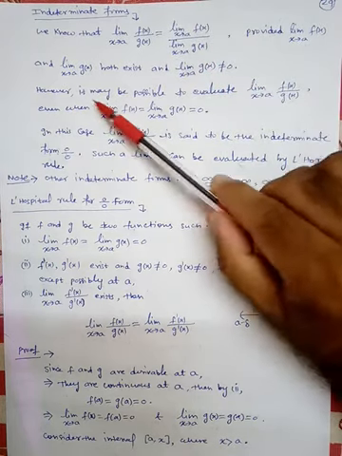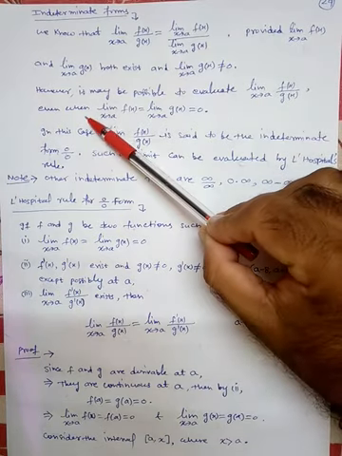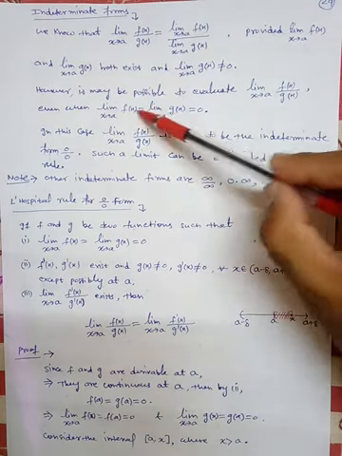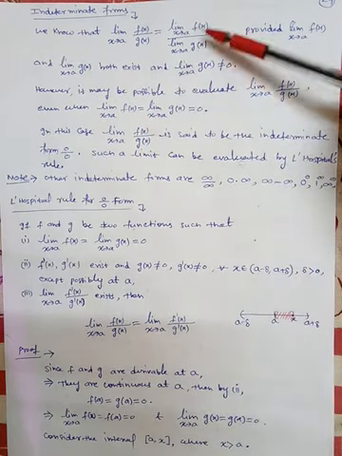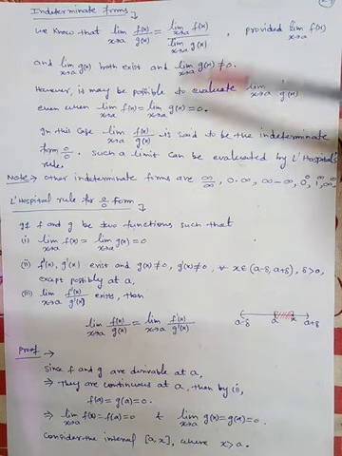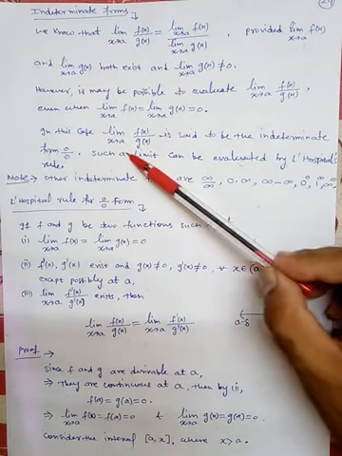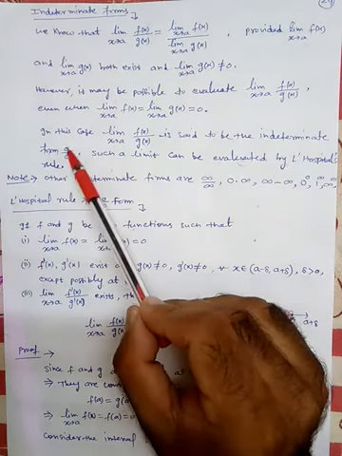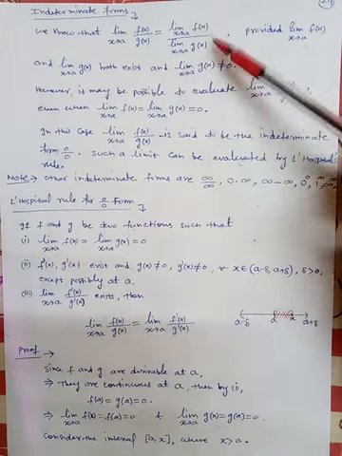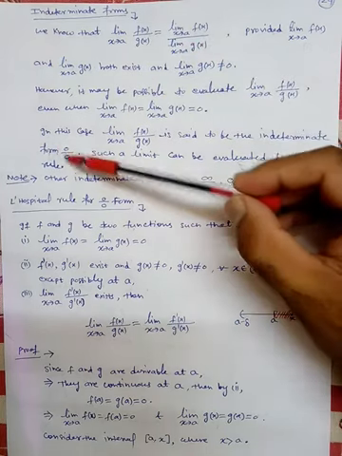However, it may be possible to evaluate limit x tending to a f of x divided by g of x even when limit x tending to a f of x is equal to limit x tending to a g of x is equal to 0. That means when both are 0, here is 0, here is 0, then we can evaluate this. In this case, limit x tending to a f of x by g of x is said to be the indeterminate form of the form 0 by 0. Why? Because here we are having 0, here we have 0, so 0 by 0 form. And this is called indeterminate form 0 by 0.